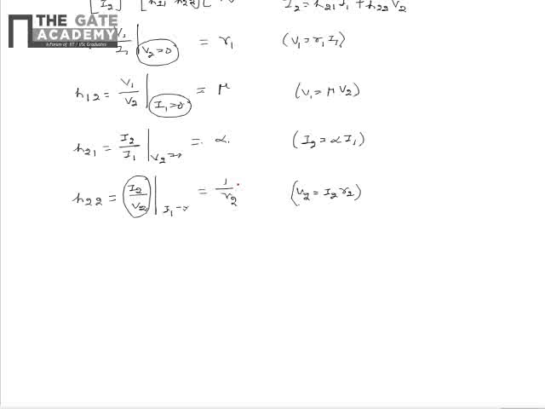So we got the H parameter matrix entries as R1, nu, alpha, 1 by R2. So from this we see that the correct option which represents the H parameter matrix for the given two-port network is D.